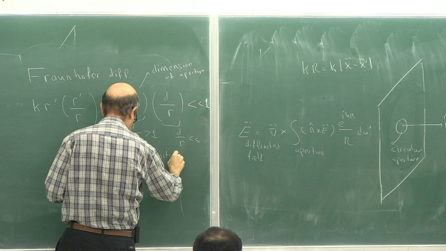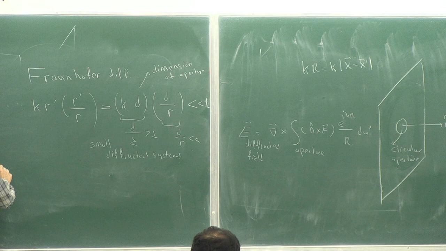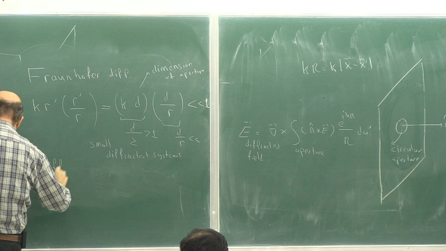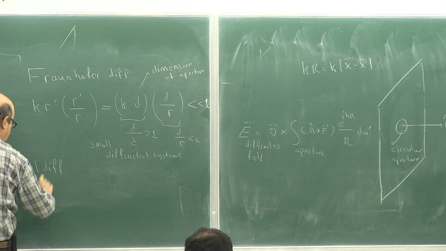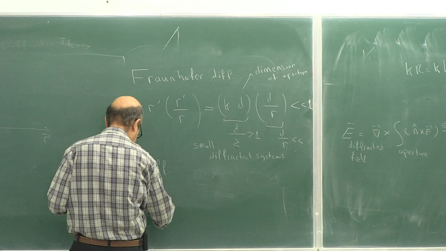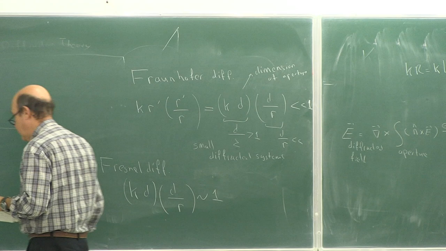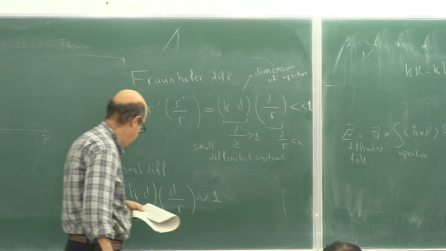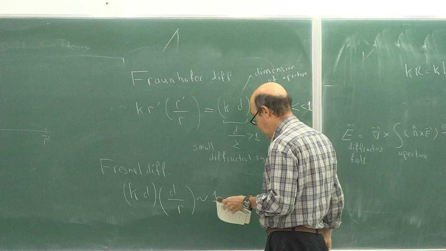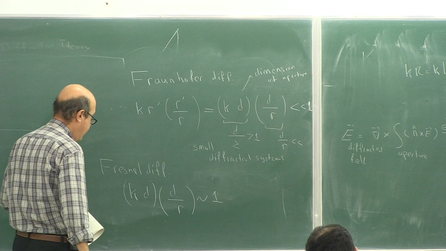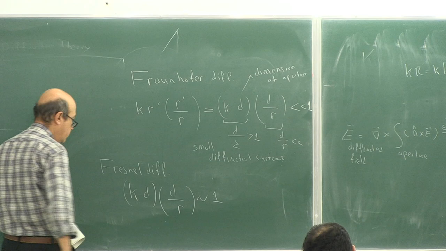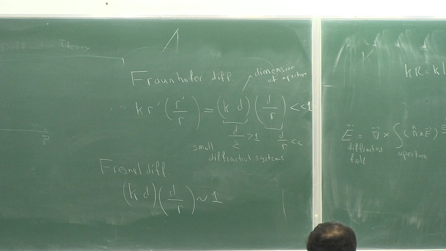For the Fresnel diffraction, for this whole term, now instead of r prime, write the dimension, kD times D over r, close to 1. In the Fresnel diffraction, this term is important. Even if D over r is small, kD is much bigger, and the order of magnitude is 1. So in Fresnel diffraction, that second term is important, and that is called a large diffracting system.